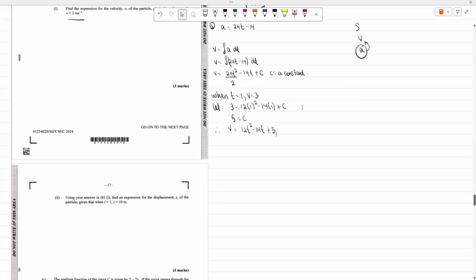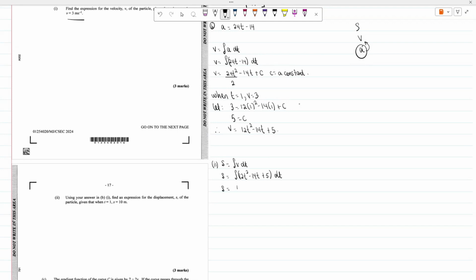Part 2. Using your answer in B part 1, find an expression for displacement of the particle given that when t is equal to 1, s is 10. So it's the sameness yet again. I'll have to integrate and they give us conditions. So s is equal to the integral of v with respect to t. s is equal to the integral of 12t squared minus 14t plus 5 with respect to t.